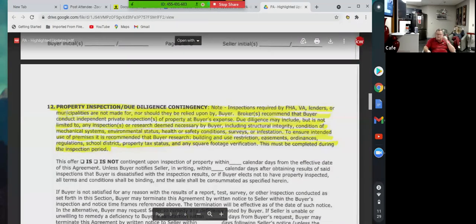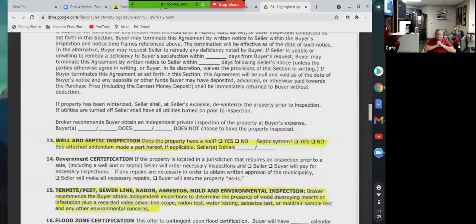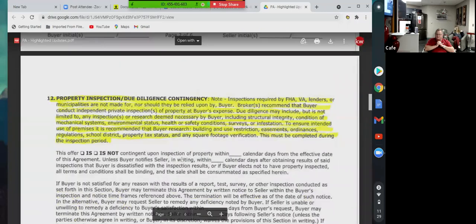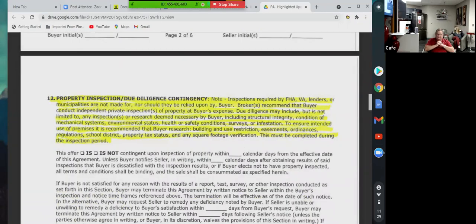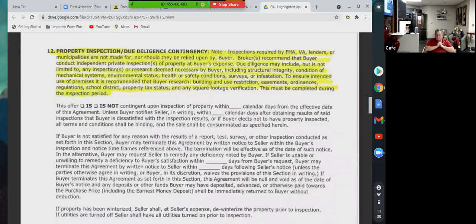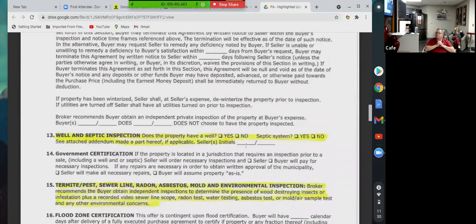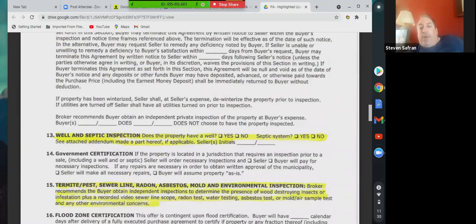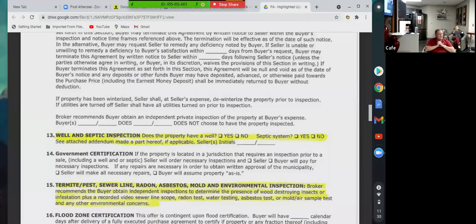So the whole issue is all of these tests need to be done, because it even goes on to say, if buyer's not satisfied for any reason with results of a report, test, survey, or other inspections conducted. That's up top, okay? All we're doing is going back to, these are all things that need to be done. Now, could we have thrown 15 in with 12? Probably, but it ties in. I think what you should have done is tied 15 with 12 and made 12A. But we didn't at this point. Could be done down the road. Not going to say it's not going to be or not.